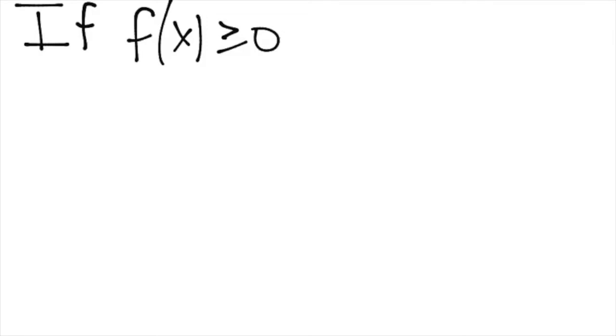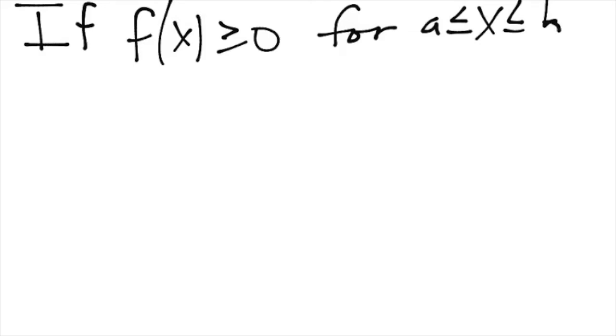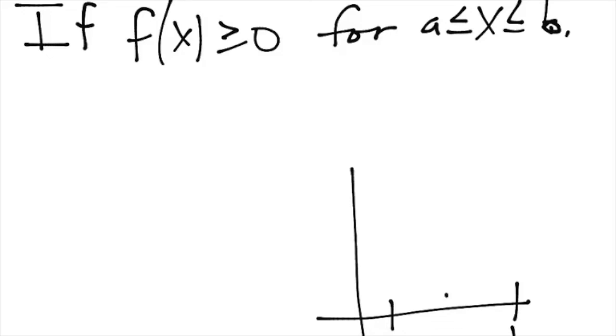So here's another one that we could look at. It says if f of x is greater than or equal to 0 for a is less than or equal to x is less than or equal to b. So I want you to think about what this means for a second. This means that you have an interval starting at a, ending at b, and x is some value in between those.